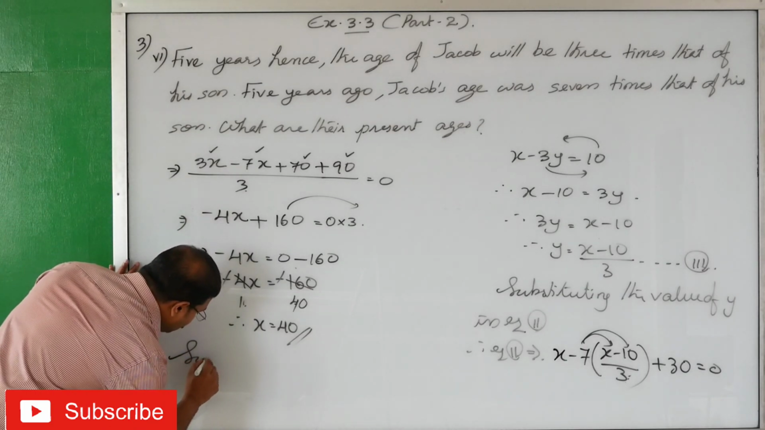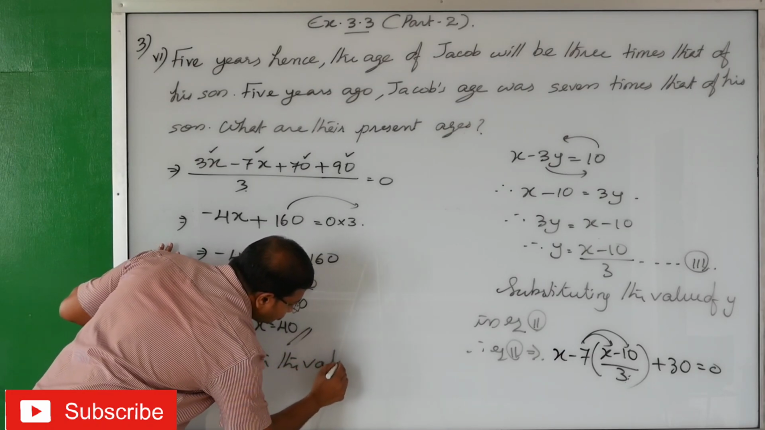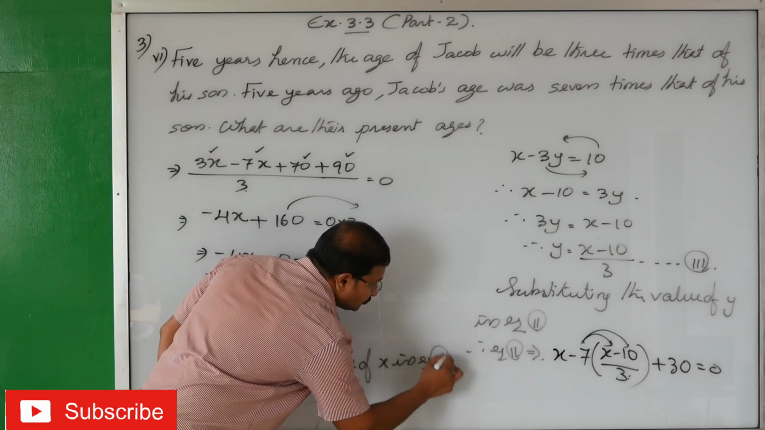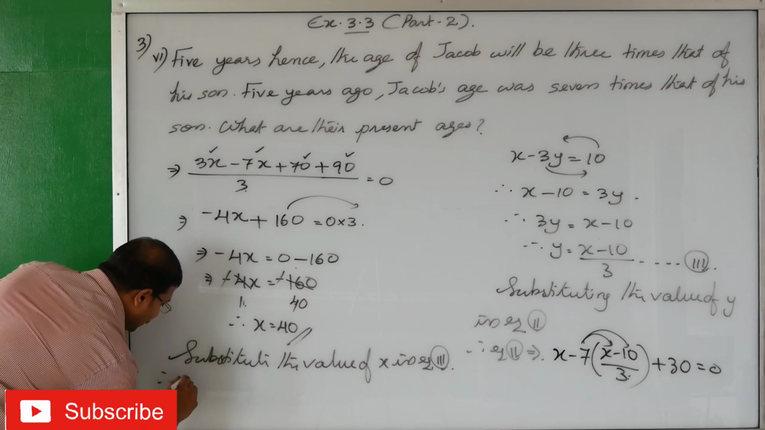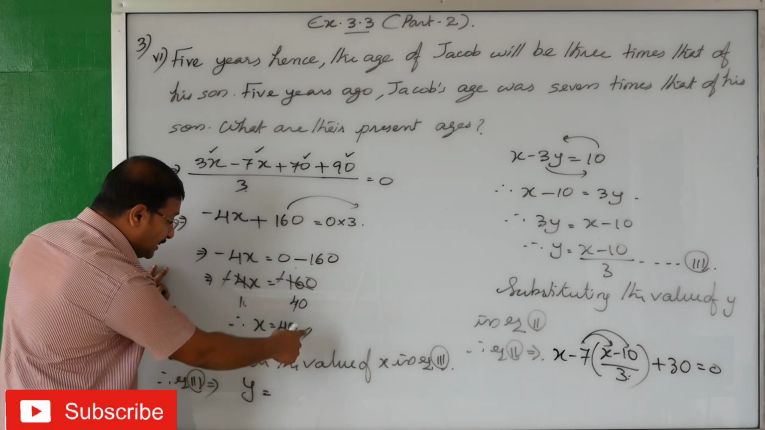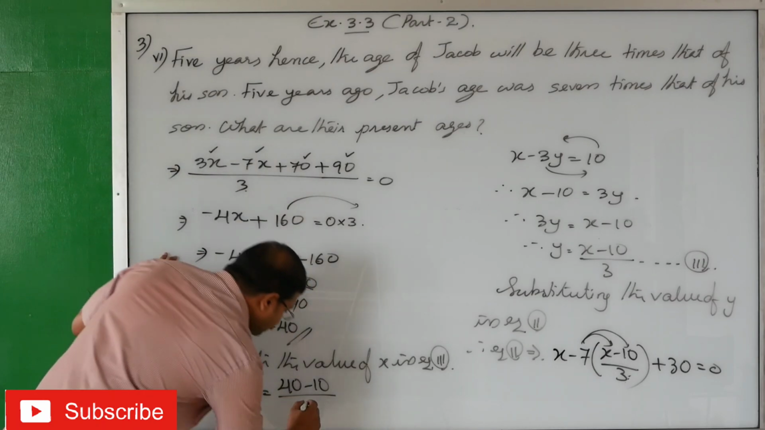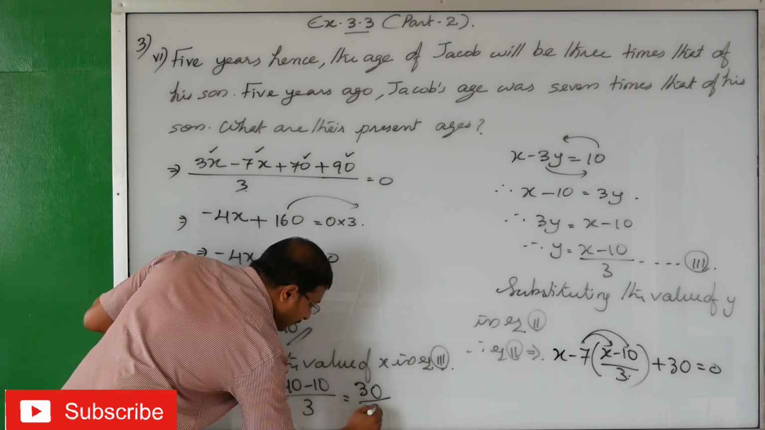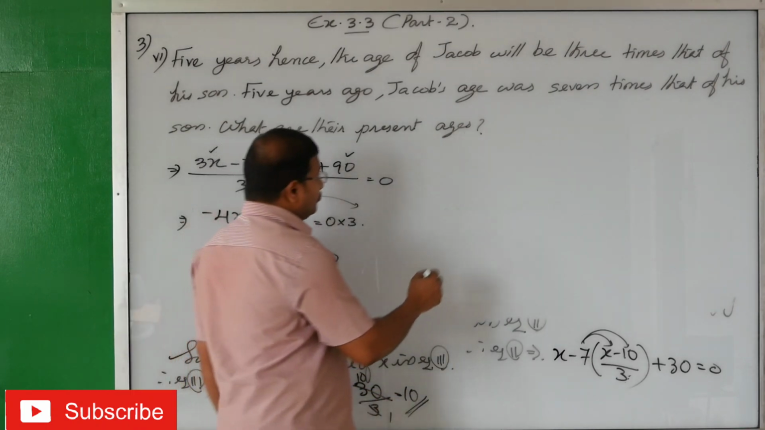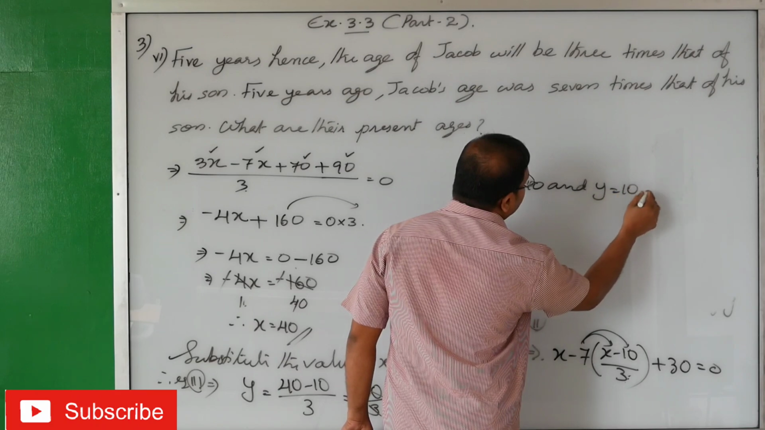Now what you'll do? Substitute the value of x in equation 3. Therefore, equation 3: y equals x minus 10 by 3. X means 40, so 40 minus 10 by 3 equals 30 by 3. 3 ones are 3, and 0 will write. That means 10. Therefore, x equals 40 and y equals 10.